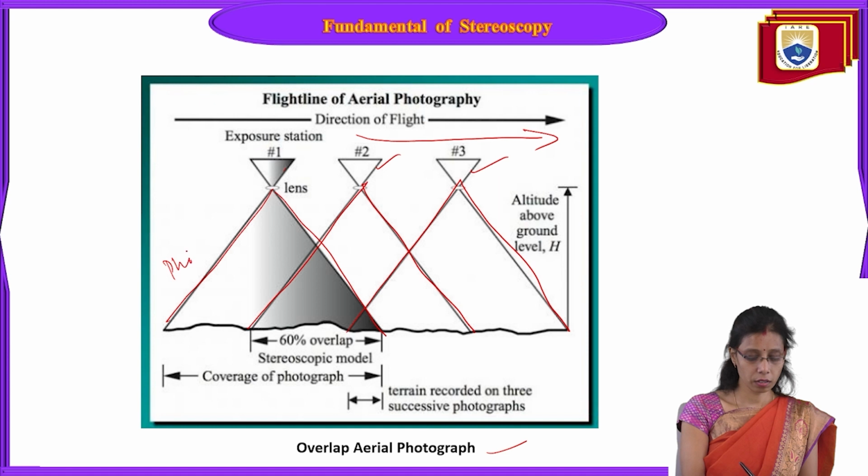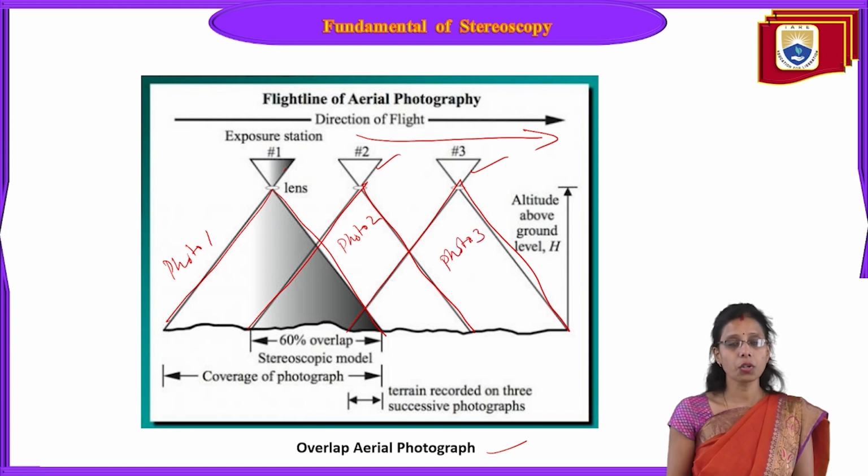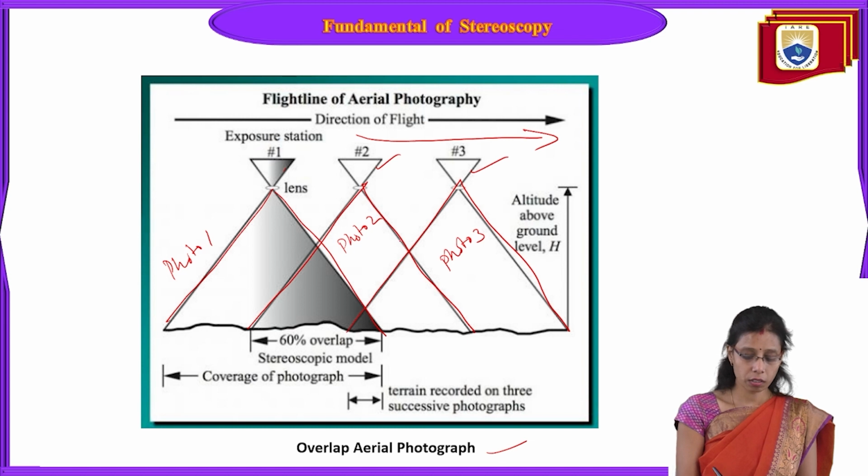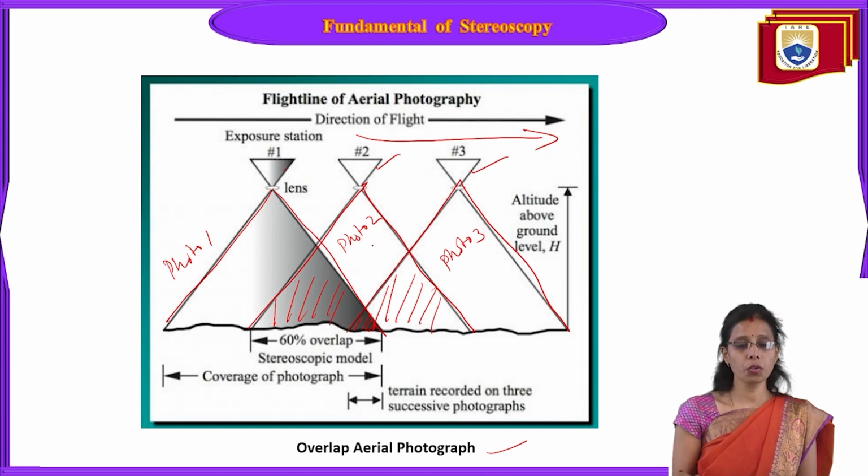So photo 1, photo 2, photo 3. In these three photos, we have this portion as an overlap, this portion as an overlap, and here we have an overlap. These overlapping photos, photo 1 and photo 2, if we take them together, are called stereo pairs, or else we call them overlap photos. And these two photos we can use for 3D vision, or for the determination of the height of an object with the help of parallax.